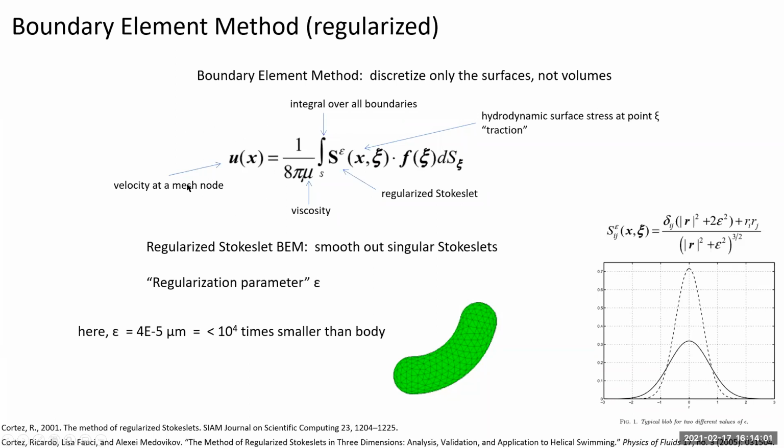So we have this boundary integral equation that relates the velocity at any point in the flow. Here we're going to write down velocities on the surfaces, on the nodes of the mesh on our swimmer, and they're related to the integral of this Stokeslet or regularized Stokeslet kernel S dotted with this F. F is the traction, which is just the surface stress of the water acting on the swimmer surface. So you have to integrate this S dot F over all the boundaries in the problem, so over our entire swimmer in our case.